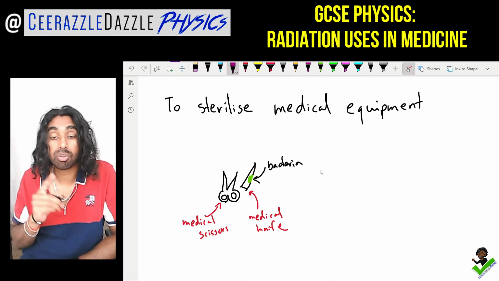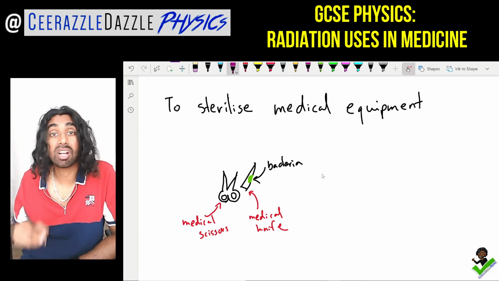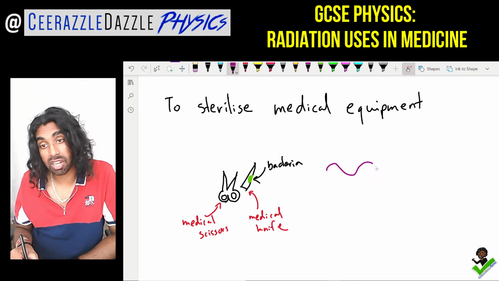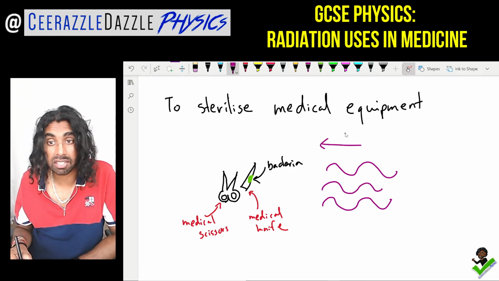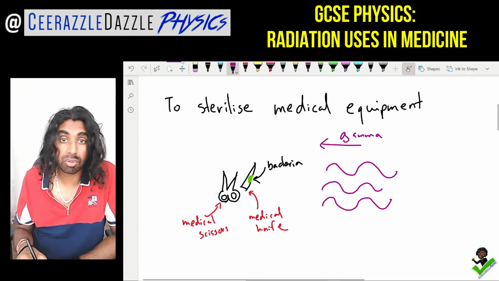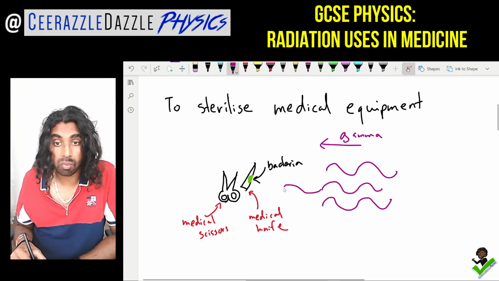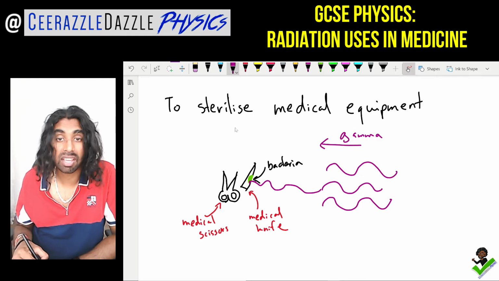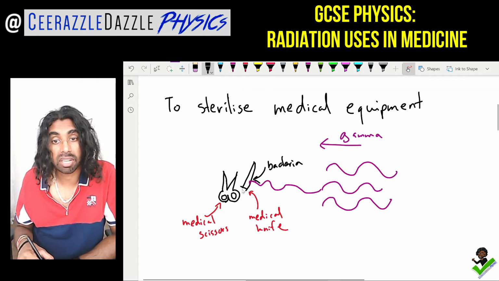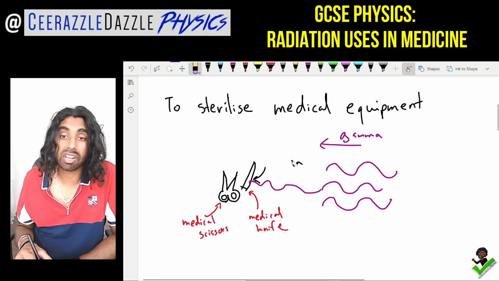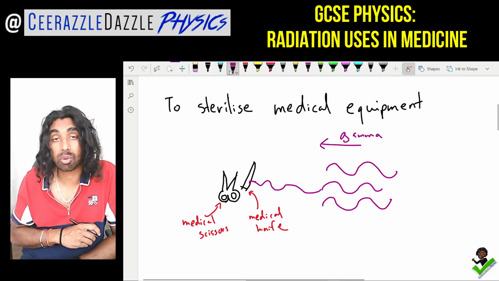One way of removing the bacteria is by blasting it with gamma radiation. Gamma radiation is being blasted at the thing here. I'm just drawing some waves here so we can fire the gamma at it. The gamma radiation goes onto the bacteria, and as it travels, it will hit it, and it can kill off the bacteria. So now you have sterilized the equipment. It is now clean to use. So gamma radiation is used to sterilize equipment.